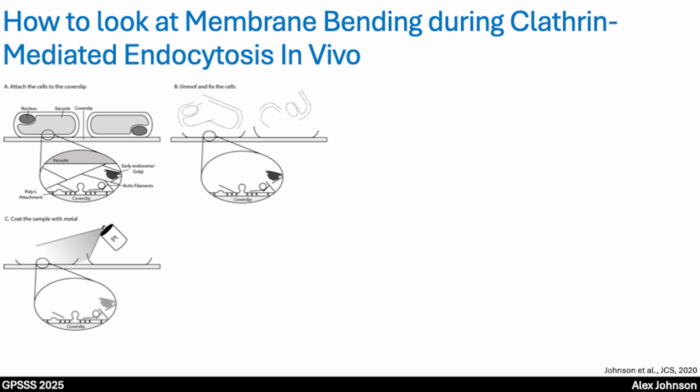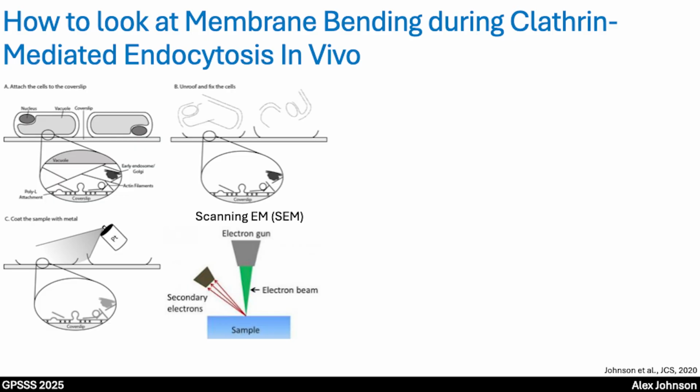So we developed this metal replication of unroofed cells. Basically what this means is that we take plant cells and we stick them to a coverslip. We unroof them, which is a very nice way of saying we rip them in half. And what that means is the only bit of the cell that's left is the plasma membrane and its associated structures like endocytosis.